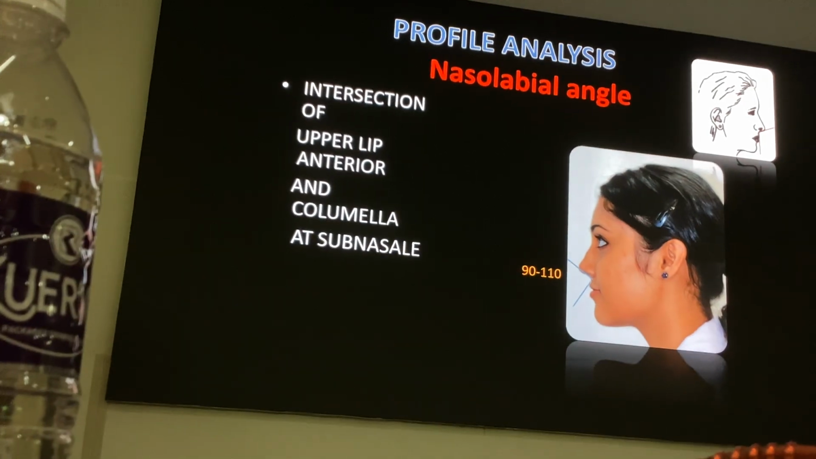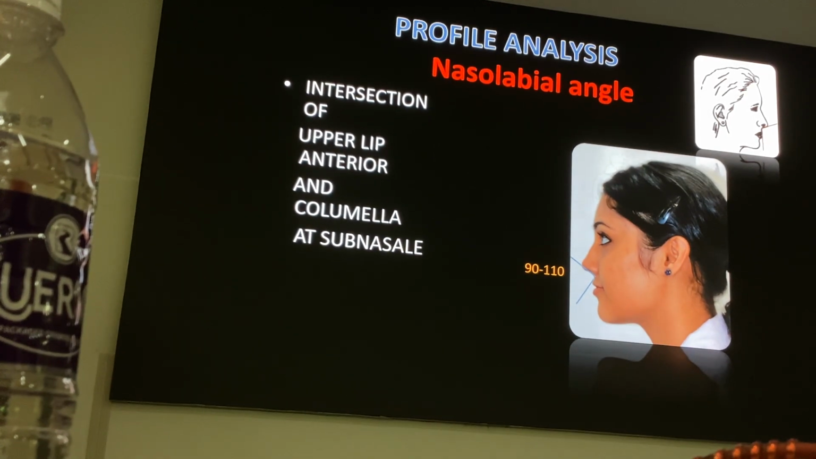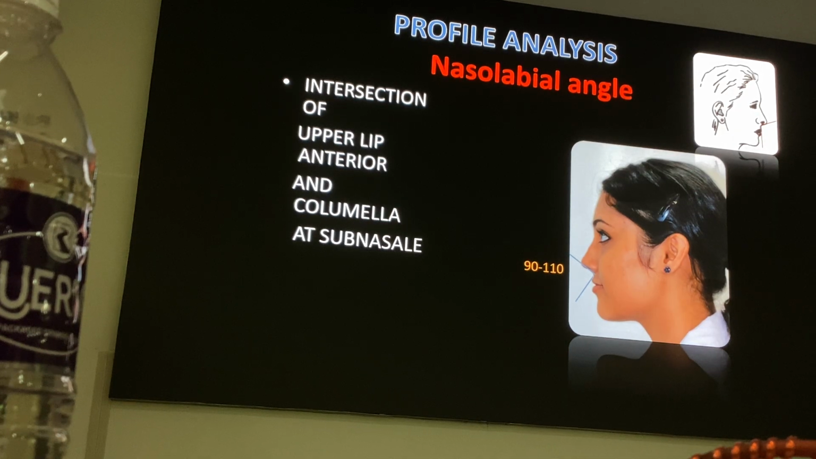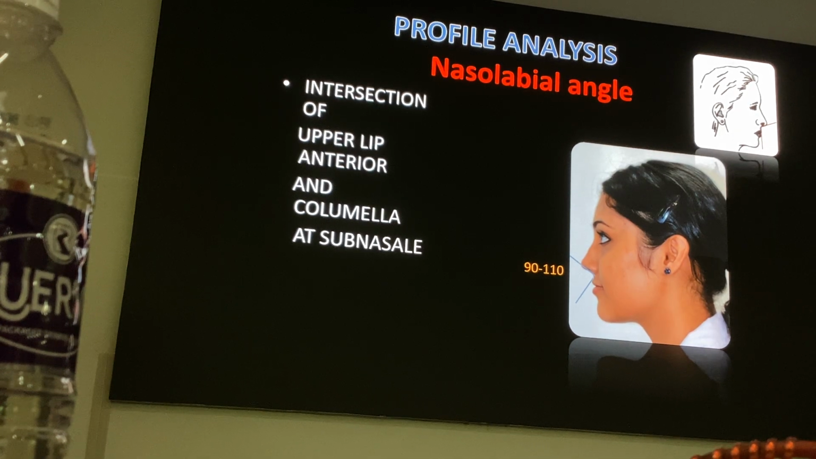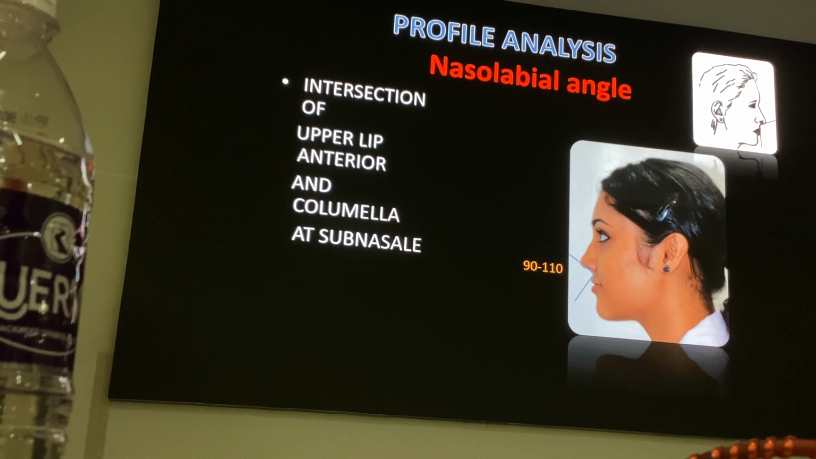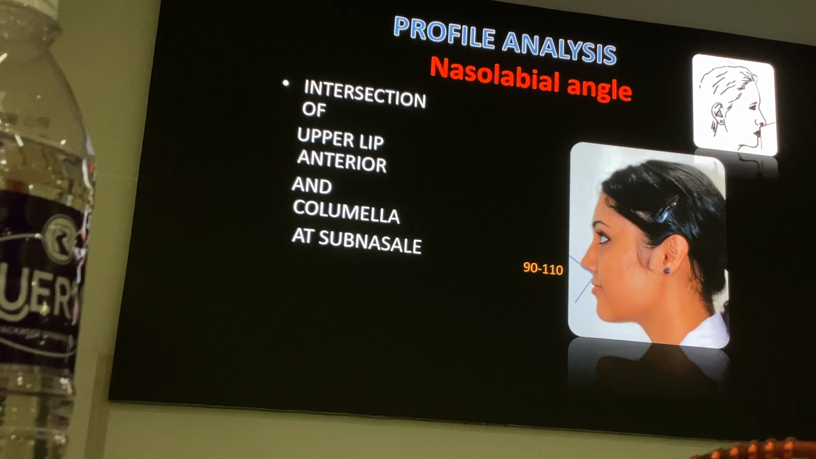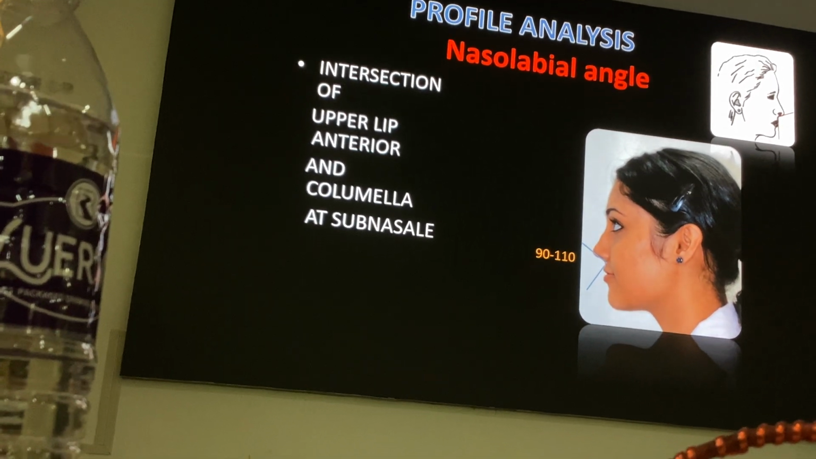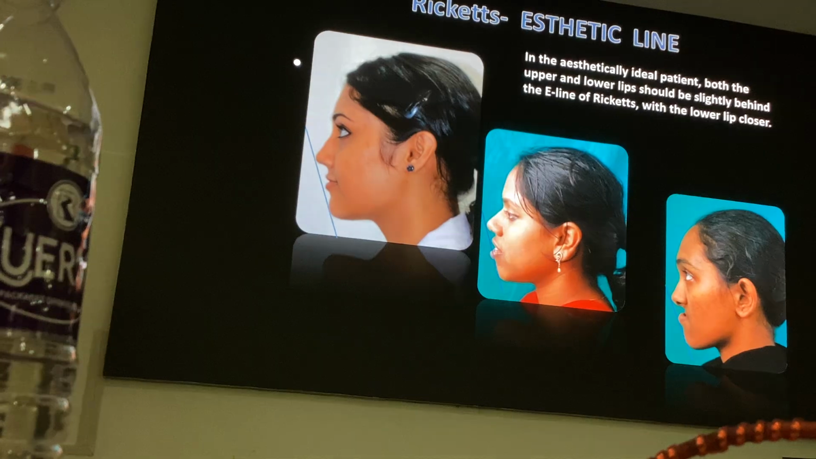Again, the nasolabial angle is also important. An acute nasolabial angle means either the maxilla is forward or the angulation of the teeth is labial. So both reasons can give you an acute nasolabial angle. In cases where there is maxillary prognathism, you would find that the nasolabial angle is acute.